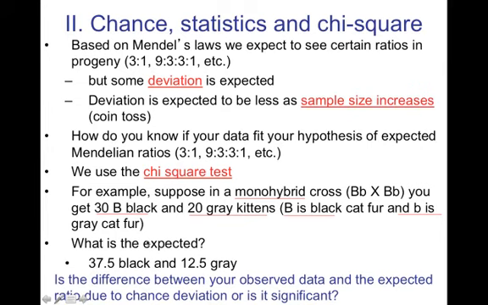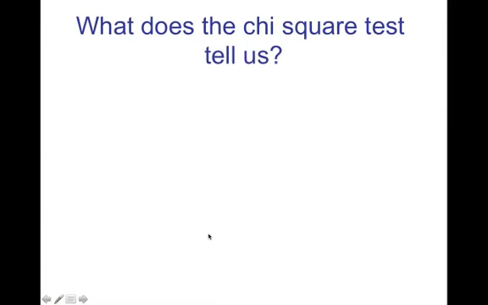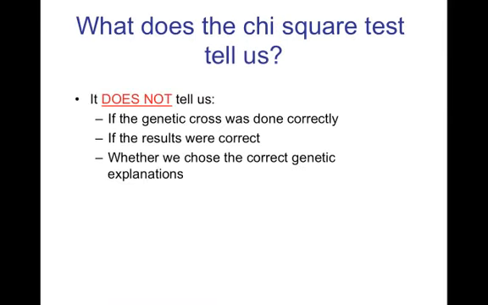So, is this difference that we see, 30 black to 20 gray in our observed data, compared with our expected data of 37.5 and 12.5, due to chance alone? Or is there something else at play here that's allowing for more of either black or gray cats to occur than we would expect? So to do this, we do the chi-square test. But let's remember, there's a few things the chi-square test tells us, but there's a few things that the chi-square test does not tell us.